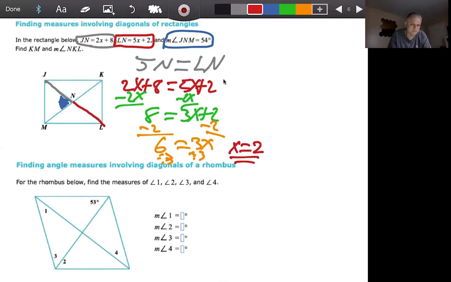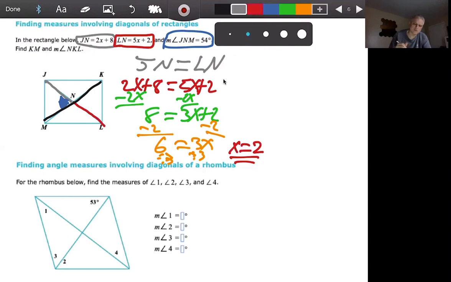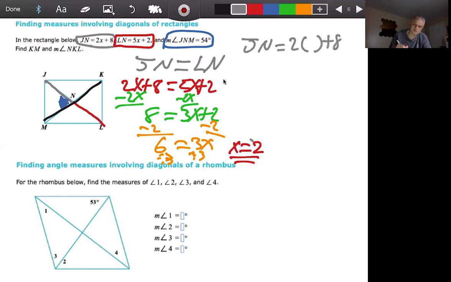But they're not asking us for x. They're asking us for the length of KM. KM is this entire diagonal. Well, let's start putting the x back in where we know. If I put it in here for JN, I know that JN equals 2 times x plus 8, and x is 2. So I'm going to put my 2 there. Red 2. Okay. So JN equals 4 plus 8, which is 12 units.